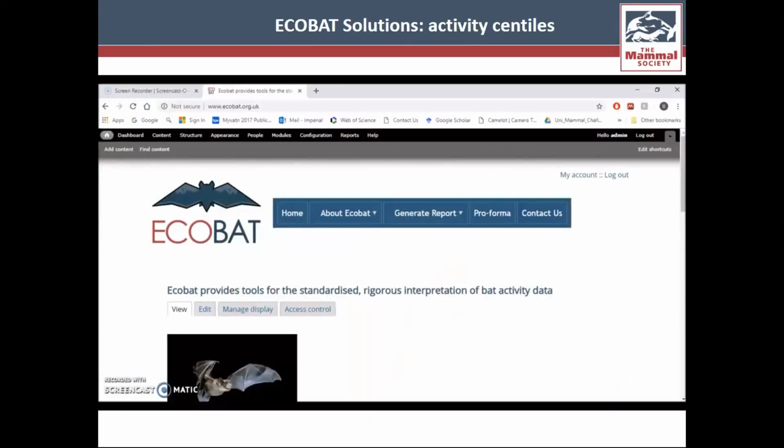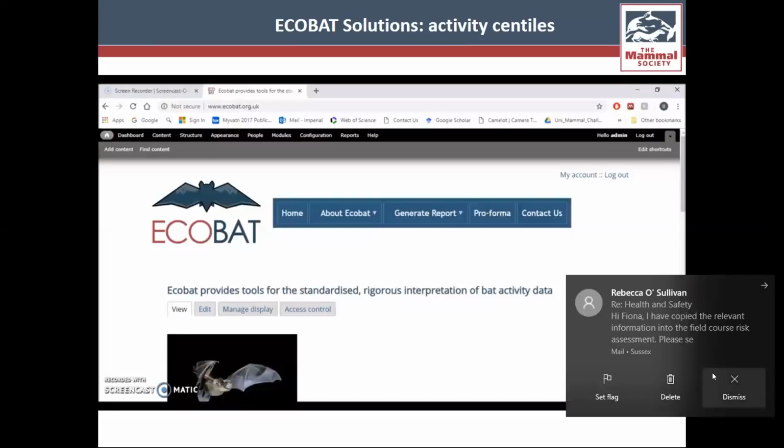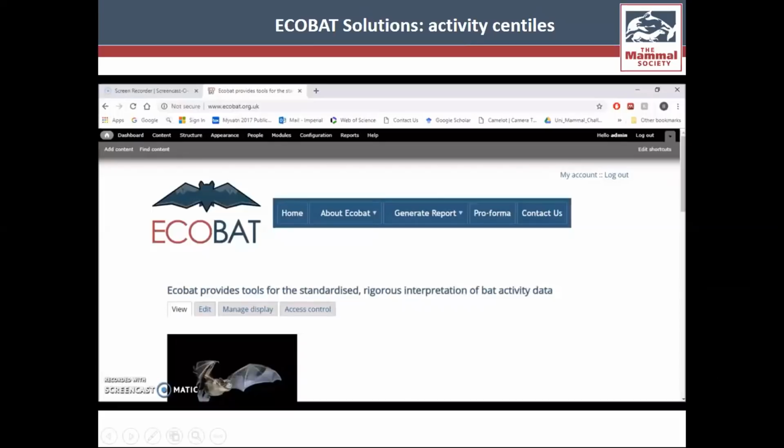Okay, so I'm just going to quickly run through the solutions and some of the tools that are available on ECOBAT, and then I'm going to hand over to Beth, who can take you through how actually to use the system. So the idea is it's a simple to use method, it doesn't require you to be a statistical genius, and it gives you information that is standardized and hopefully is helpful. And we're very open to feedback. If there are analyses that you would like to see that aren't there at the moment, we can probably write something to make that happen.